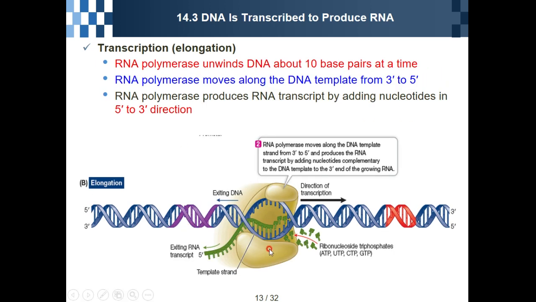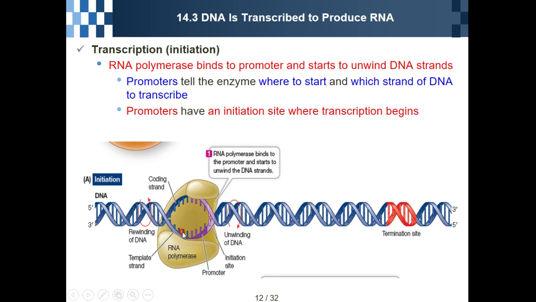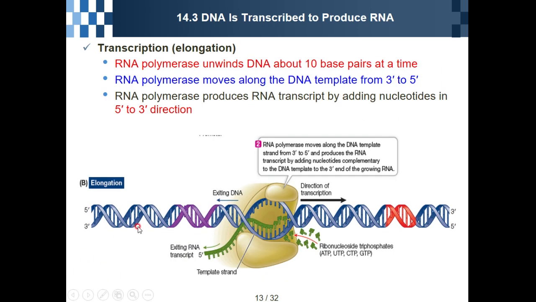The second one is elongation. Usually the RNA polymerase unwinds about 10 base pairs at a time. For example, 1, 2, 3, 4, 5, 6, 7, 8, 9, 10. It unwinds 10 base pairs at a time. And for example, you can say that this is template DNA, and this is the coding strand. The template strand is starting from the 3' to 5' direction. The lower is the template strand, the upper is the coding strand.